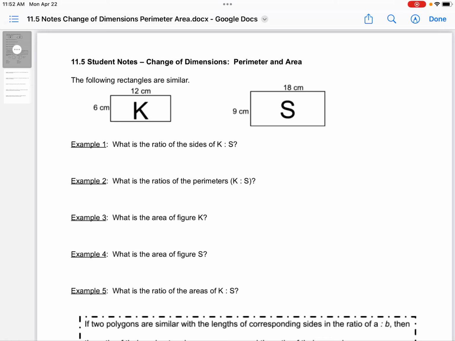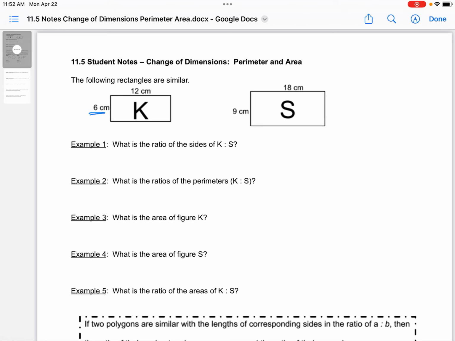What we're talking about today is when you change the perimeter or the area of a shape, there's a scale factor, which is a ratio, and it also might change more than you think it does. So, first of all, let's talk about the ratio of sides.